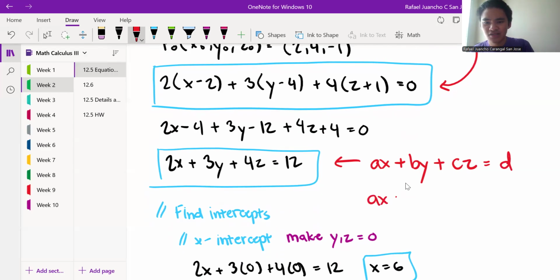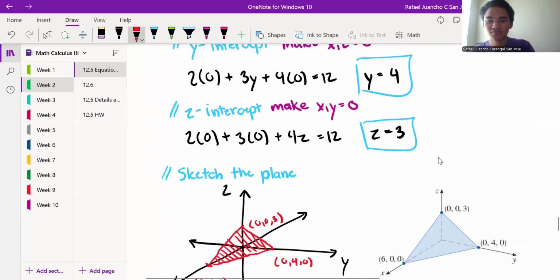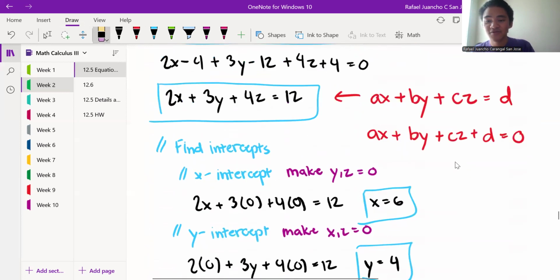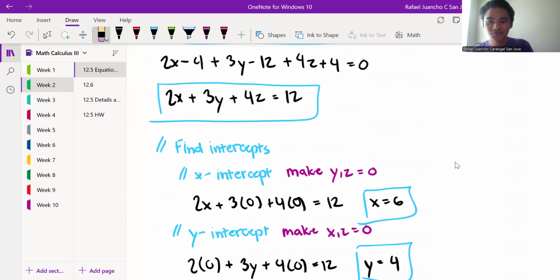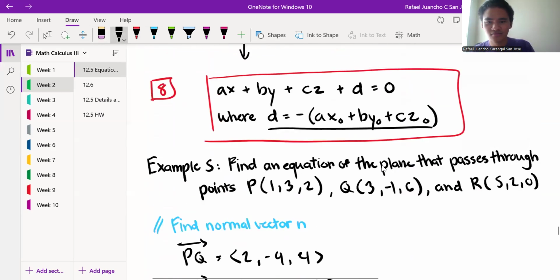So 12 is just some constant, so let's just name it d. And we can rewrite this as this. Plus or minus d doesn't matter, it's just some constant. So that's where we got it. Right? And they actually give a formula for what d is. This is how you get d. Just plug in what's known: a, b, c, x naught, y naught, z naught.